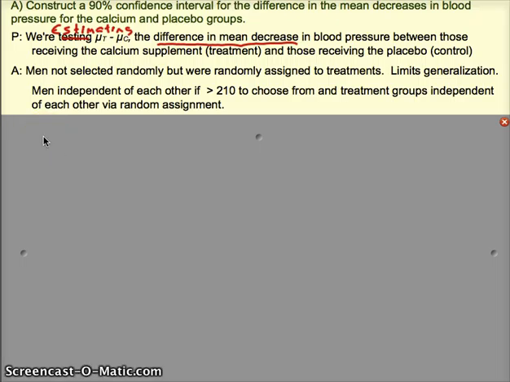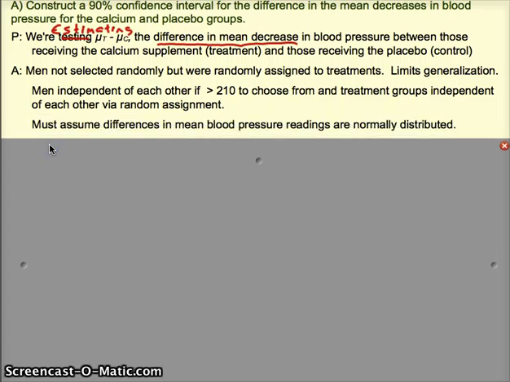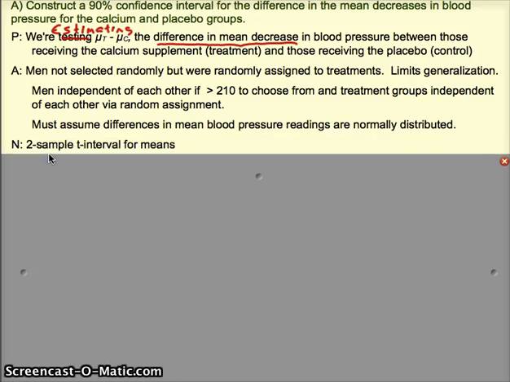So again, there's two parts to the independence check now. The subjects need to be independent of each other, and then the two groups we're studying also have to be independent of each other. All right, and we don't have any detail here, so we're just going to assume the differences in mean blood pressure are normally distributed. We have no data to work with, nothing to graph or anything like that. So in this case, we'll really have to make an assumption there.